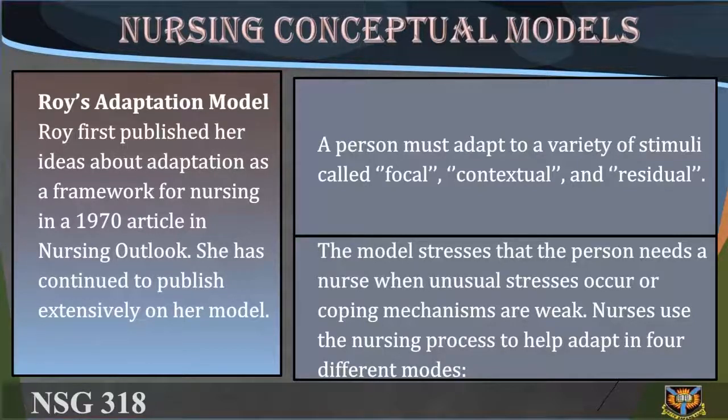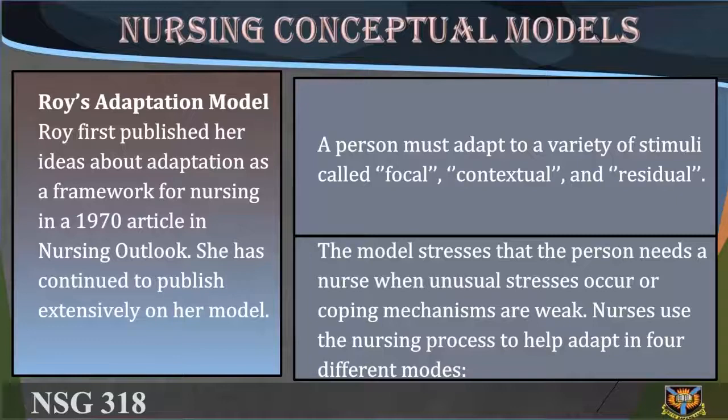In her work, humans are considered to be biopsychosocial beings in constant interaction with the changing environment. A person must adapt to a variety of stimuli called focal, contextual, and residual. Focal stimuli are those that immediately confront a person in a given situation, such as the loss of a loved one, involvement in a car accident, or loss of a job. Contextual stimuli are background stimuli that include the person's sex, developmental stage, coping mechanisms, and the surrounding environment. Residual stimuli concern beliefs, attitudes, and traits.